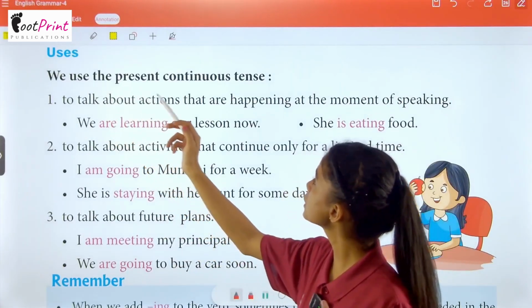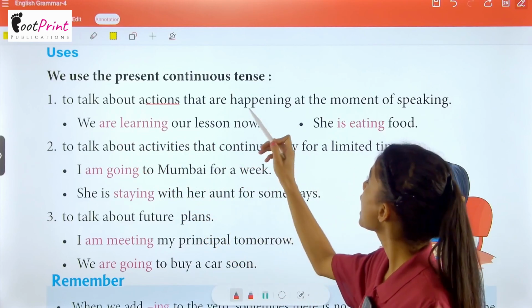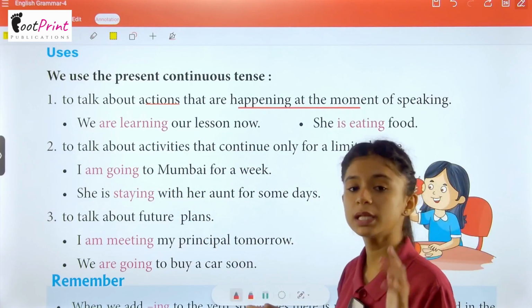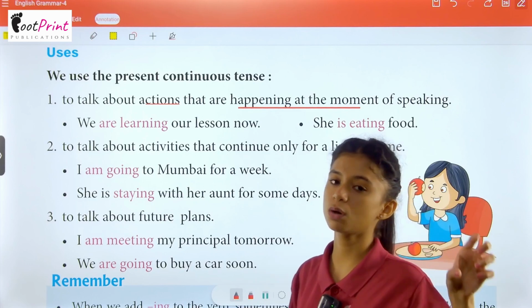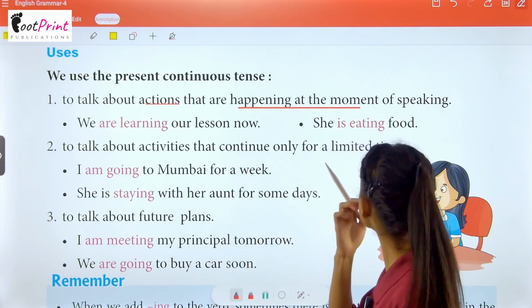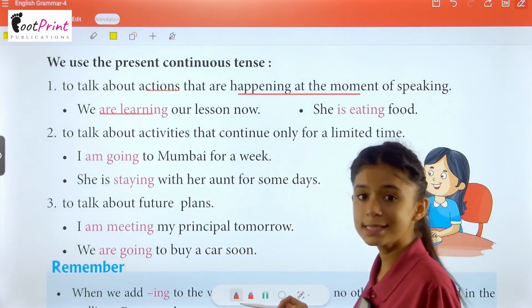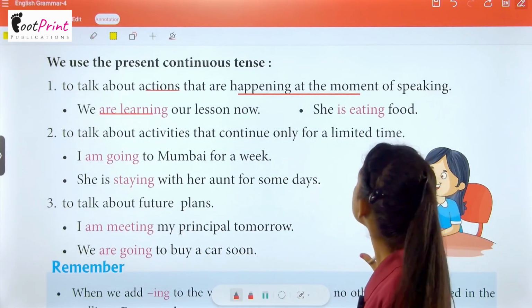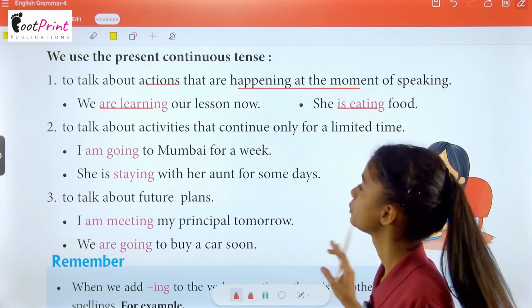We use the present continuous tense first to talk about actions that are happening at the moment. Something that is happening at the moment. When we are talking about it, we will talk in the present continuous tense. Okay? The structure will be of this tense. We are learning our lesson now. Okay? She is eating food. The thing is happening right now.